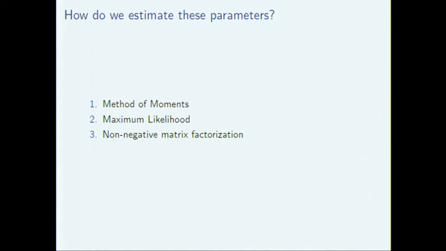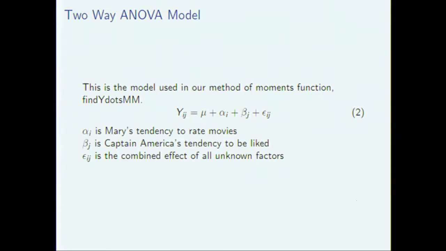I'm going to be focusing on two of the main estimations of these parameters, since we already talked about Recosystem, which uses non-negative matrix factorization, a little bit earlier. Stepping into method of moments, we're using a two-way ANOVA model, which is kind of your basic statistics model, in which your alpha I and beta J are random effects. Alpha I would be Mary's tendency to rate movies, so we look at the average of all of Mary's ratings, and we look at the overall rating for all movies, and we'll see how she fares compared to everybody else. And we would do the same thing for the beta J.